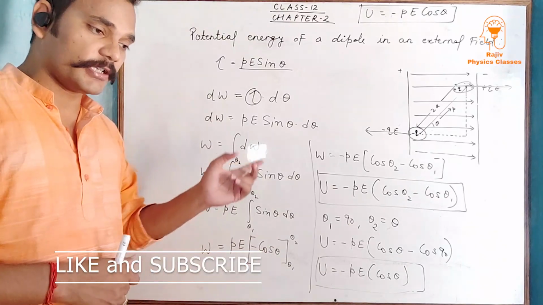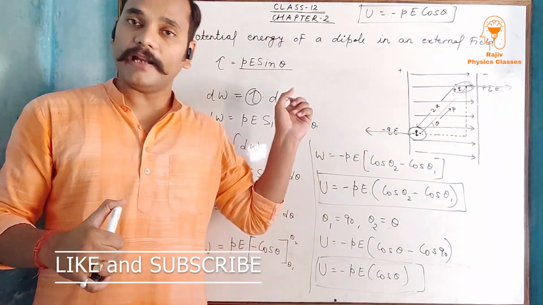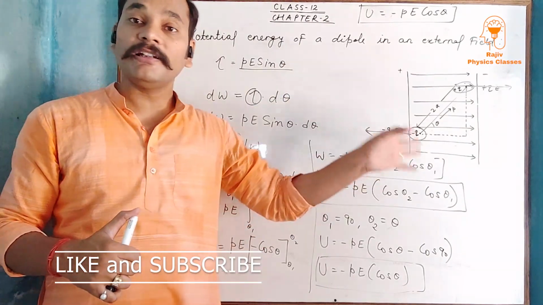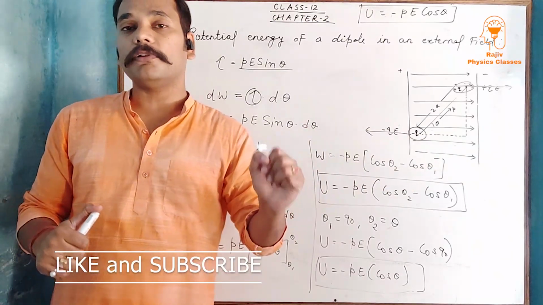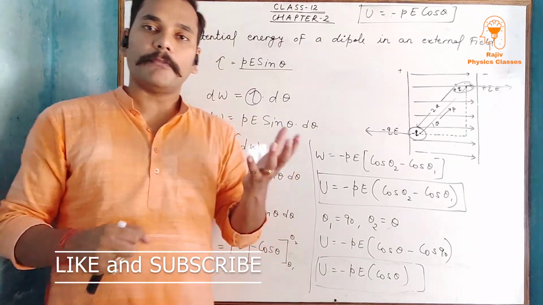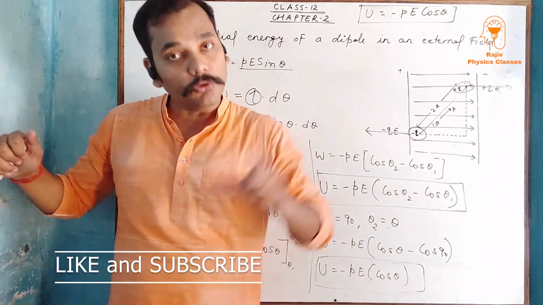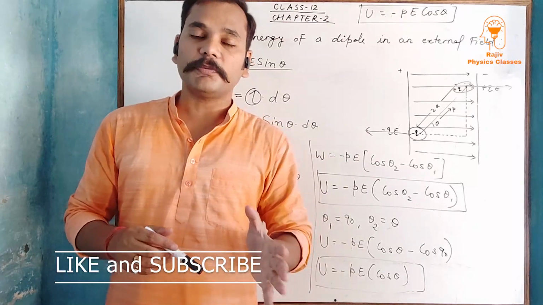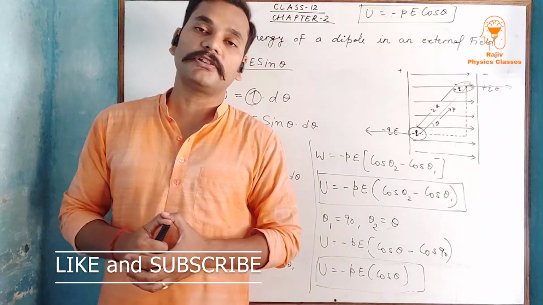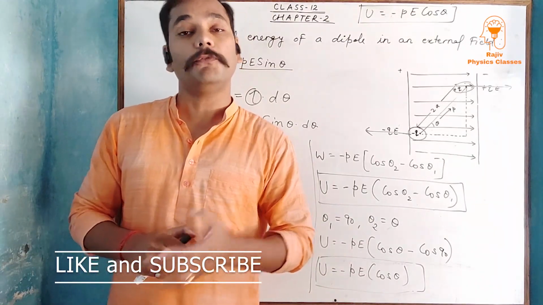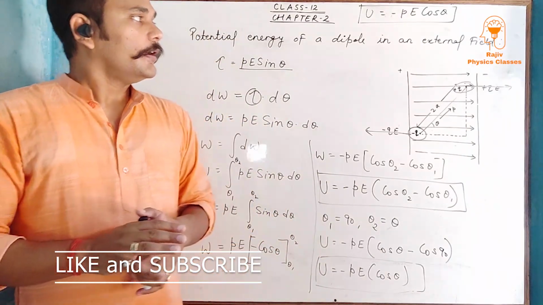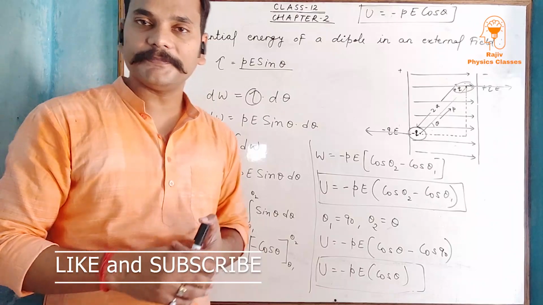Don't confuse the expression of potential energy due to a system of two charges with the potential energy due to a dipole. Here also we have two charges, but in the case of a dipole, the two charges are equal and opposite, separated by a small distance 2a, having a dipole moment P, whose direction is from the negative to the positive charge. So this is the expression of potential energy of a dipole, and the expression we derived earlier was the potential energy of a system of two charges. Is that clear? Okay.